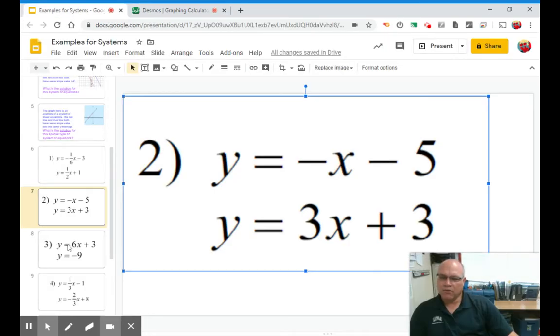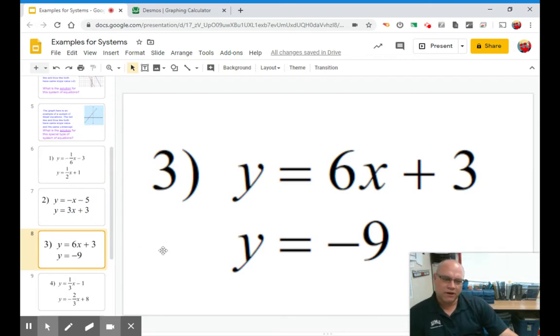All right, let's try another one. Ooh, tricky one here. Y equals 6x plus 3. Y equals negative 9. And I want you to think to yourself, before you graph this in Desmos, what does the line y equals negative 9 look like?